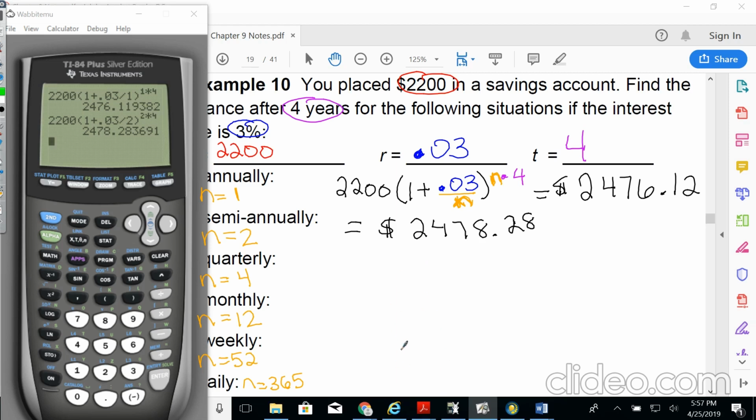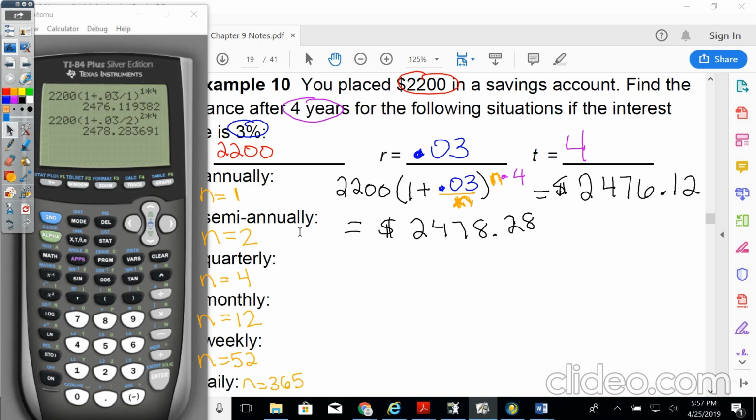Okay, so find those once we finish this bottom part right here. Actually, just go ahead and find them. I'll give you a couple minutes there.